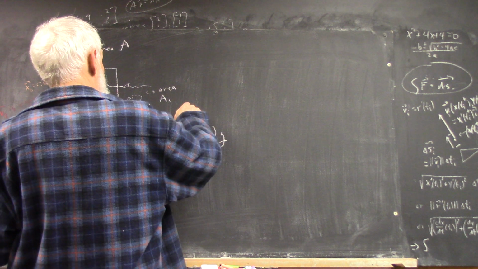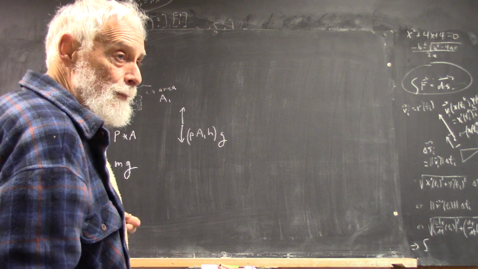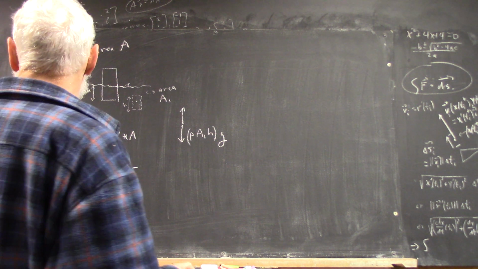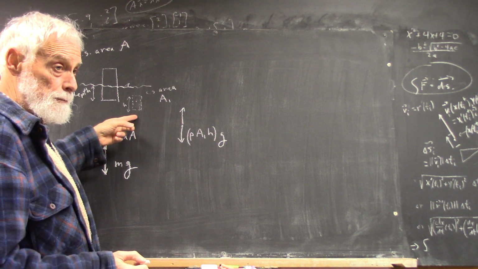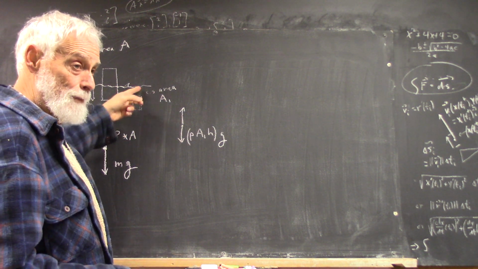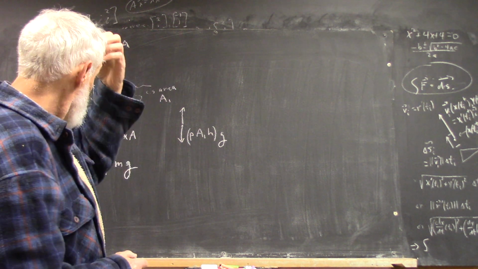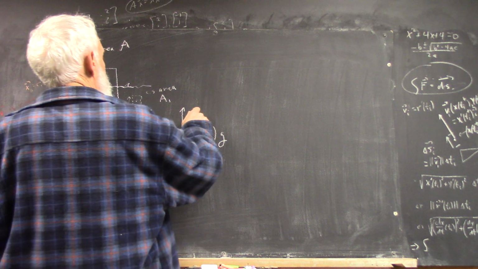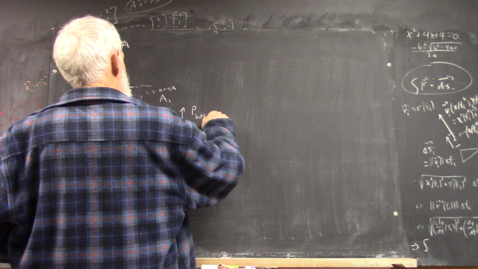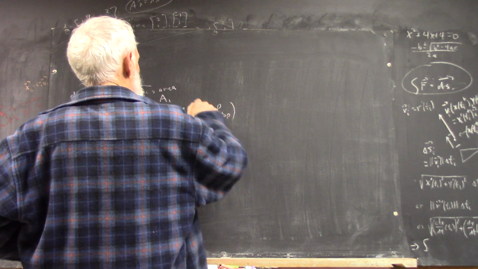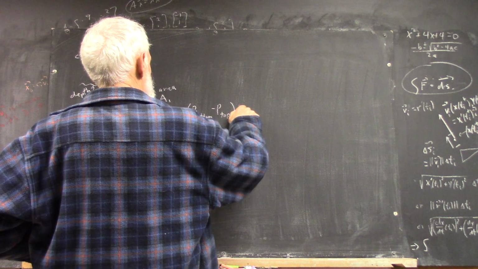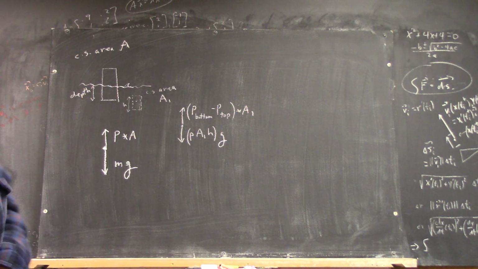Now what's acting upward? Well, the pressure. Okay, well, what pressure? The pressure on the bottom of the cylinder. Anything else acting on this? Well, there are other forces: the pressure on the top. Yeah, I've got the pressure on the top and the pressure on the bottom. So what you have then is the pressure on the bottom minus the pressure on the top, right?